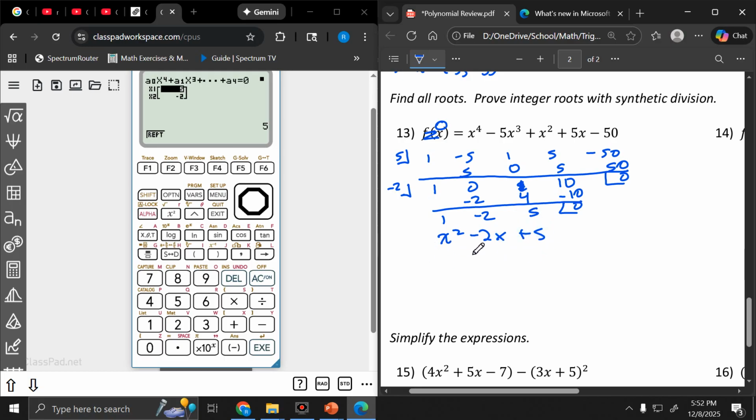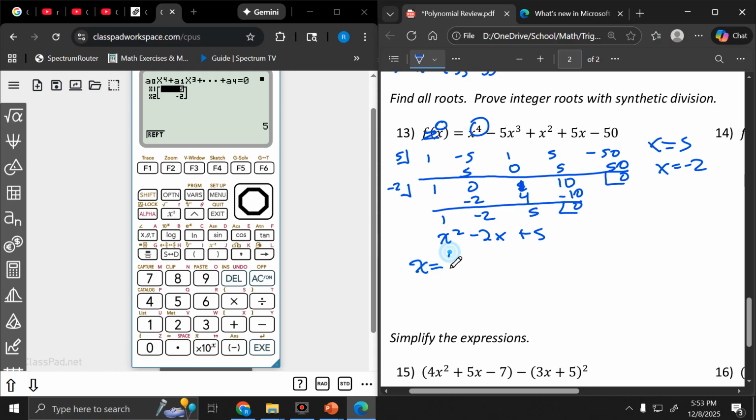All right. I'm not factoring. I'm solving. So I actually have 2 of the answers. This is degree 4. I expect 4 answers. So I have x equals 5, x equals negative 2. And now at this step, I need quadratic formula.